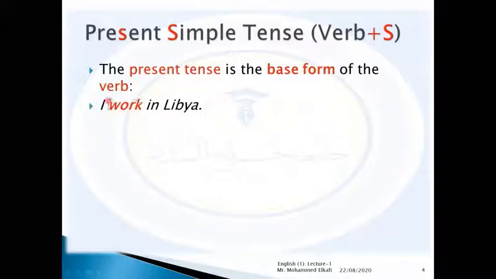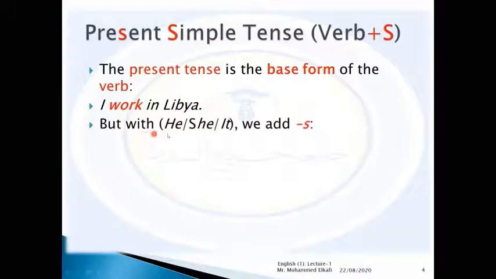In this example we'll find work is the verb. Our sentence is I work in Libya, and work is the base form. We didn't add any additional form to this word. But with he, she, it, we add s, as you see in this example, she works in Libya. So here we add s to the form of the verb. So generally we call the present simple tense the rule of s. Generally we add s to the verb in some cases. We are going to study them later in this lecture.